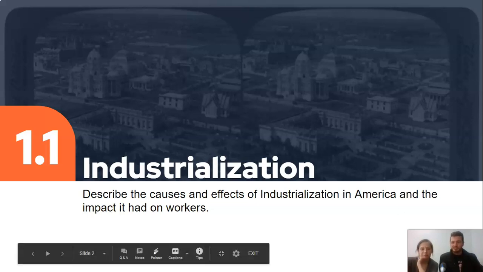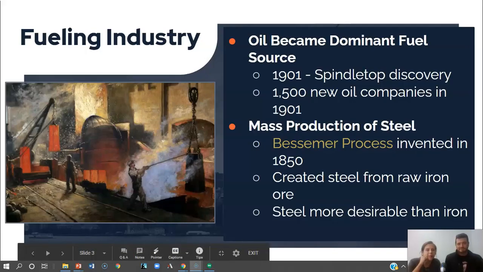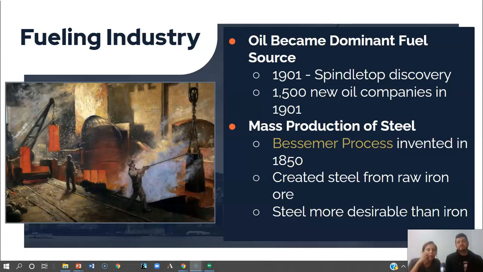All right, so first up is oil. Oil is going to become a pretty dominant fuel during industrialization. We're going to kick it off in 1901 with the Spindletop discovery. Spindletop, Texas has a huge oil reserve. Oil is discovered there. Huge gusher, big deal. Look at the pictures, pretty impressive.